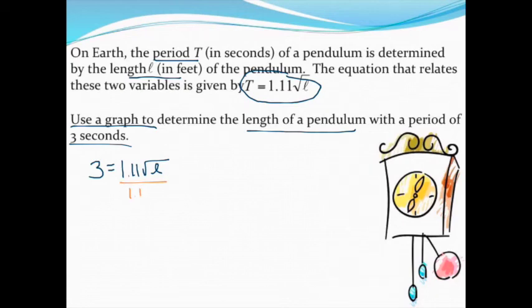So I'm going to start by dividing both sides by 1.11. I want to get that square root part isolated. Using a calculator, that comes out to be about 2.70 or so, times the square root of L.